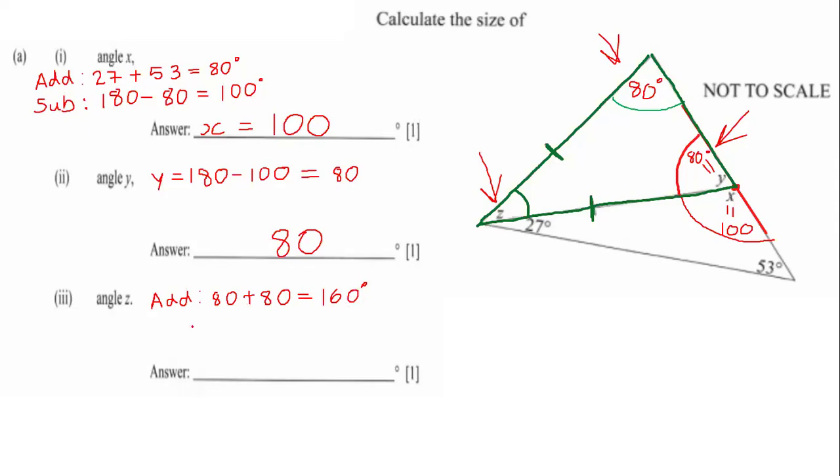80 plus 80 is 160, and we subtract, which gives us what? So we take 160 from 180. Very good. So 180 degrees minus 160 is going to be equal to 20 degrees. So that's what you have, 20 degrees. All right. Any questions on this one?